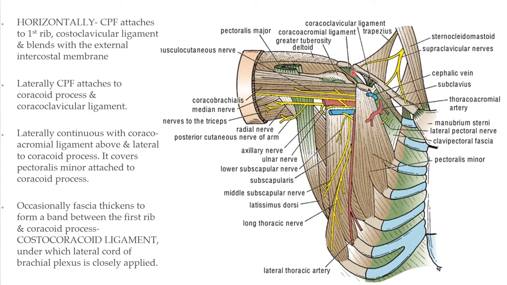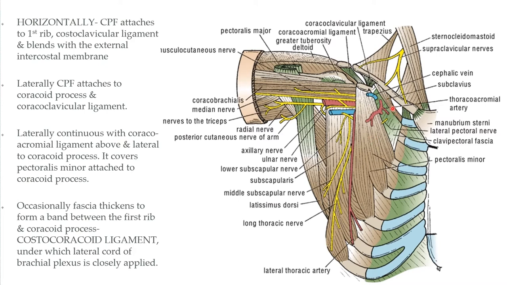Now, this is another ligament which extends from the coracoid process to the acromial process, and hence it is named the coracoacromial ligament. This is the pectoralis minor muscle. With this information, let us trace the clavipectoral fascia horizontally. The clavipectoral fascia encloses the subclavius muscle and pectoralis minor muscle.